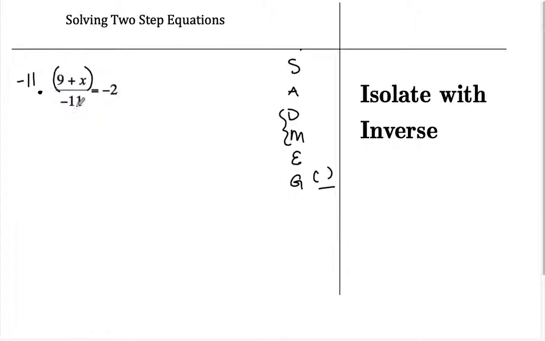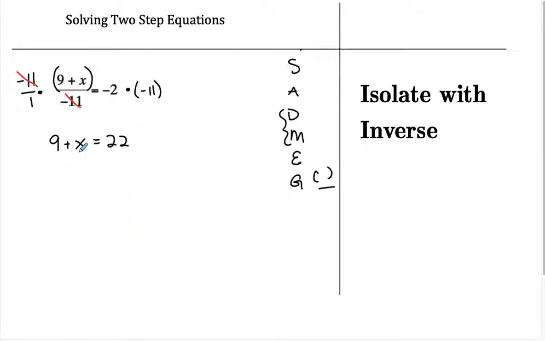Because this side of the equation looks like a fraction, I'm just going to write it as negative 11 over 1. Whatever I do to one side of the equation, I have to do on the other side as well. So I'm going to multiply that by negative 11. Then I'm going to take a look here. So I've got a negative 11 in the numerator and a negative 11 in the denominator. So those negative 11s cancel out, and I'm left with 9 plus x, which equals negative 2 times negative 11, so positive 22.